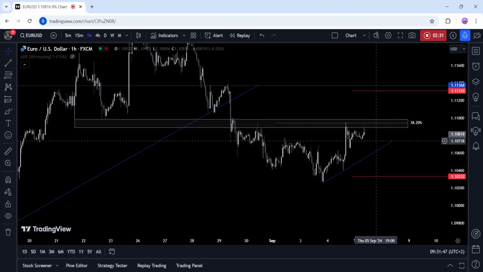For the upcoming catalysts, today we have the US ADP, the US jobless claims, and the US ISM services PMI. Tomorrow, we conclude the week with the US NFP report.